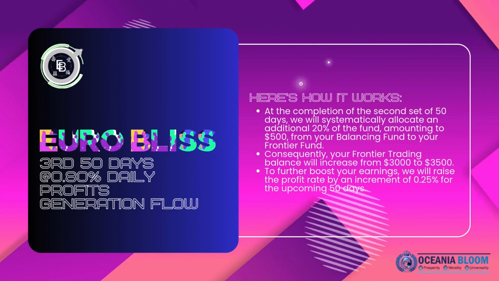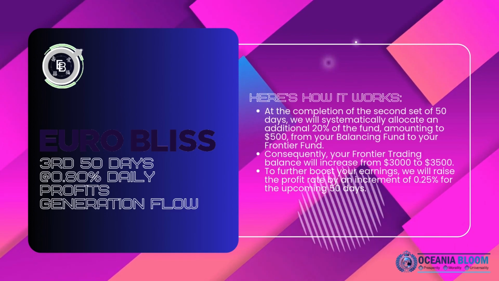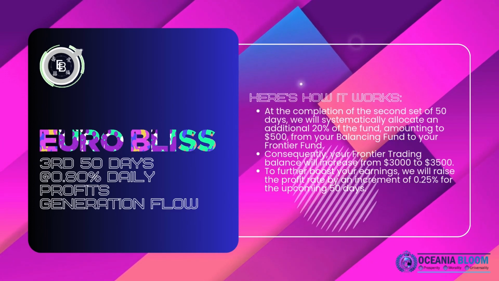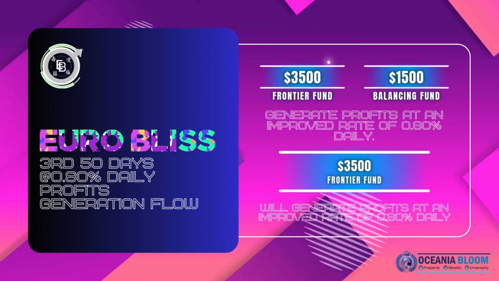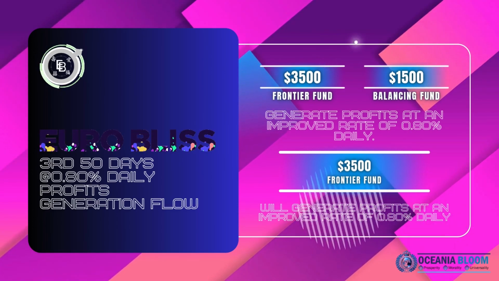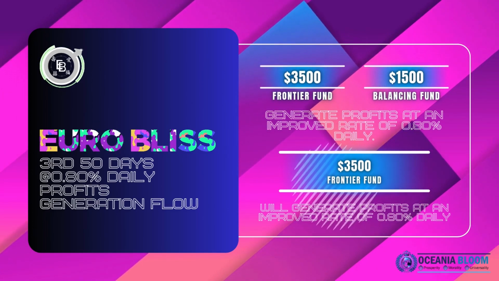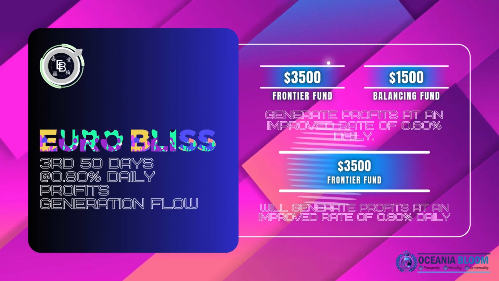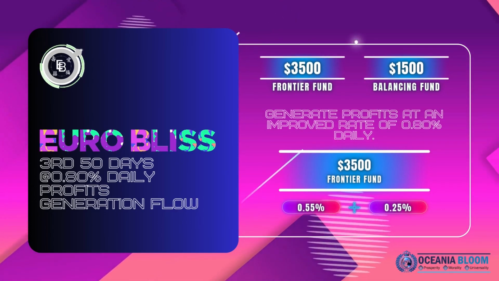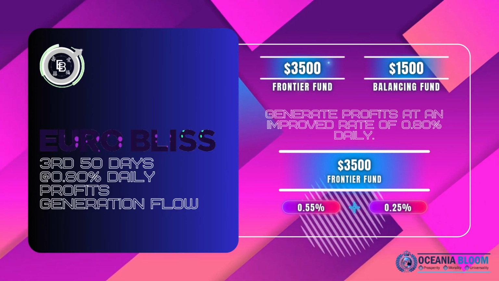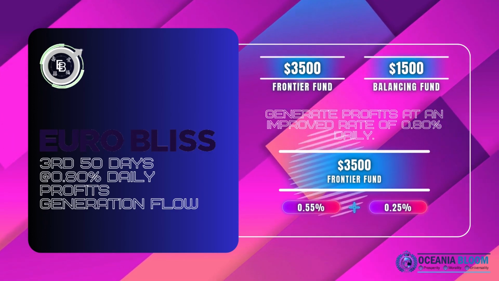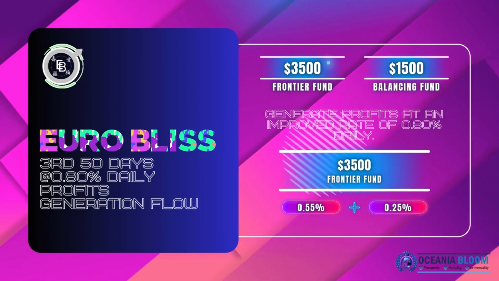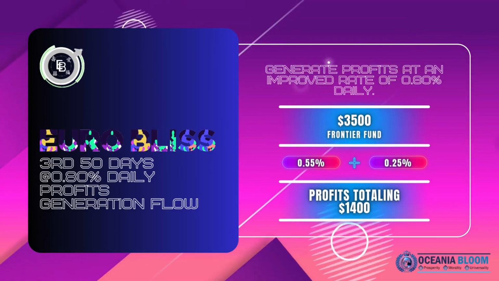To further boost your earnings, we will raise the profit rate by an increment of 25% for the upcoming 50 days. Now, let's break down the numbers. Your Frontier Fund, now at $3,500, will generate profits at an improved rate of 0.80% daily. This adjustment reflects the combined previous profit rate of 0.55% and the new increment of 25%, totaling a daily profit rate of 0.80% for the third set of 50 days.